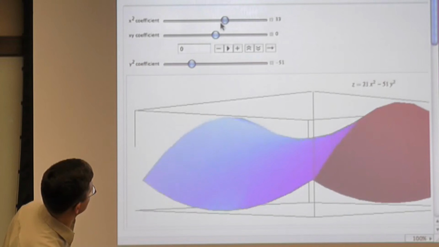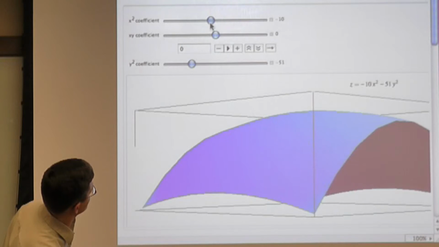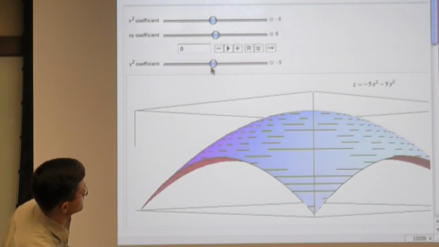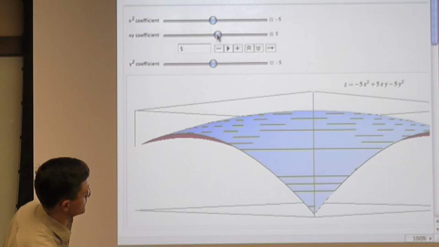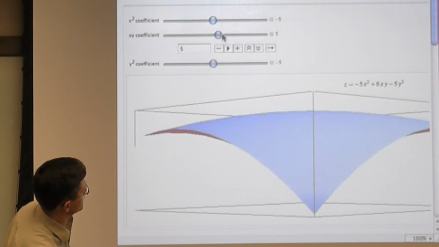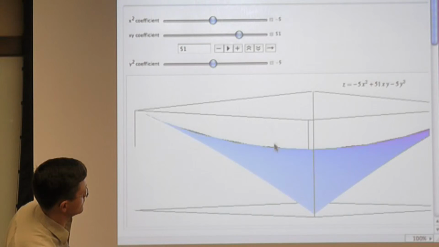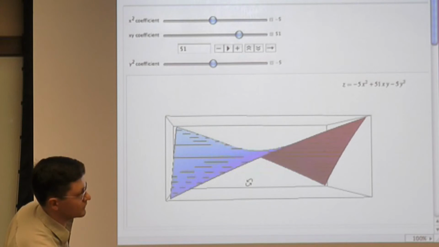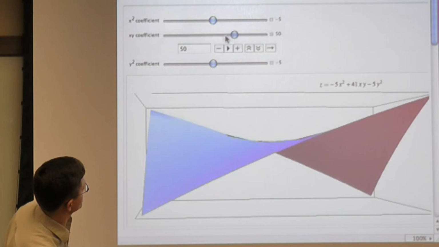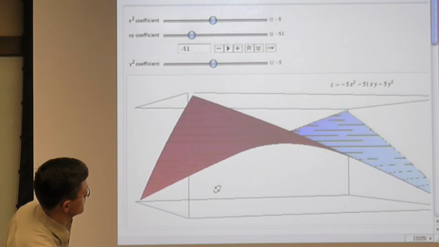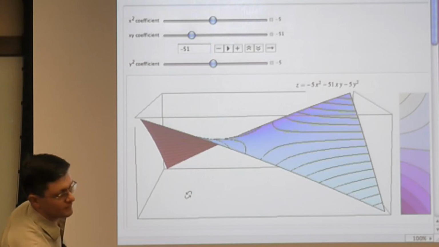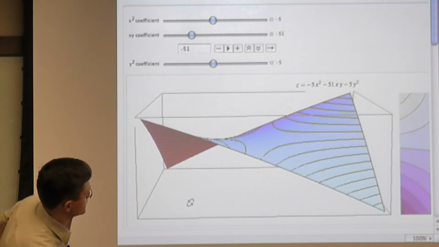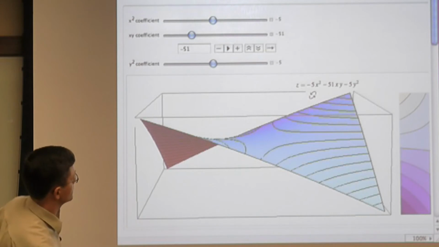But if you make it like this, well, this is maximum, and if I add a little xy, it's still maximum. But if I add a lot of xy, it becomes a saddle. Or if I subtract a lot of xy, it becomes a saddle again. So it really matters how much you add or subtract of xy in comparison of what you have.